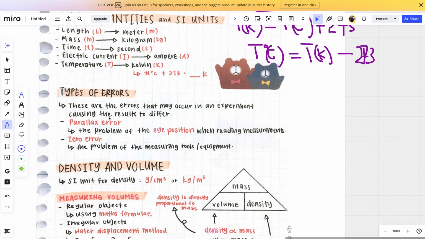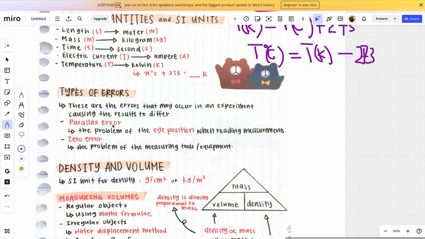Types of error. When we carry out measurement, we always find error. In Paper 6 of physics, they always ask us which types of error you can find, or how to avoid error, or how to get more accurate results. So we always mention this. These are the errors that may occur when you carry out an experiment, and they make your results differ from each other.